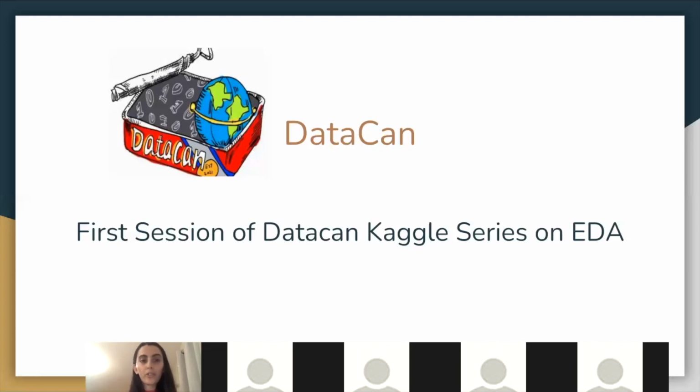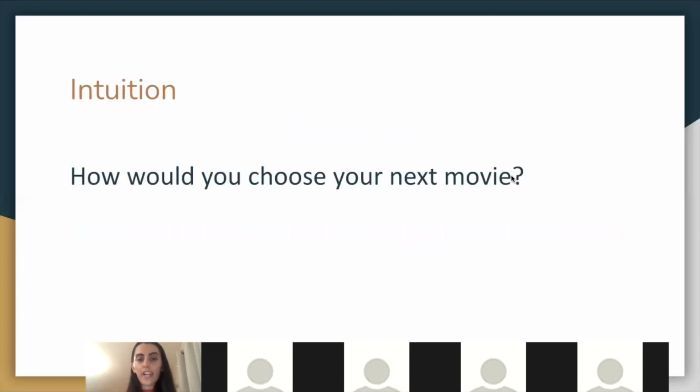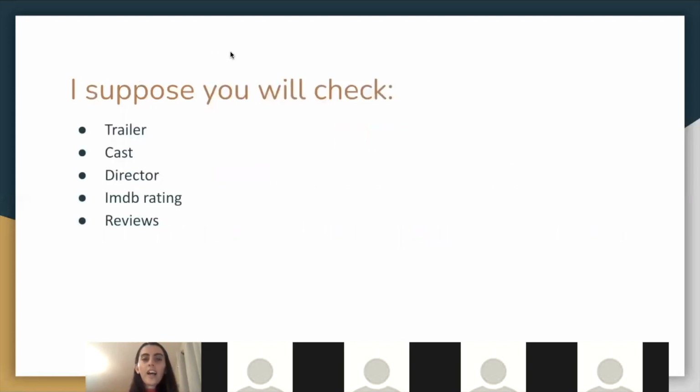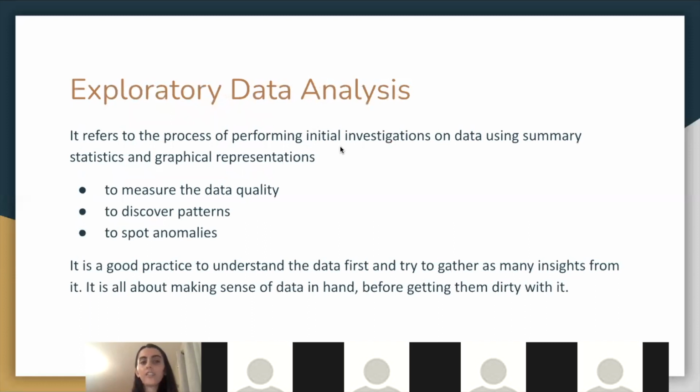But before jumping to what is EDA, I want to ask everyone: if you have to choose your next movie, how would you choose that? Or what would you look for on Google before finalizing what movie you're going to watch? I suppose you will see the trailer, the cast, the director, the rating of the movie for sure, and reviews to finally decide what movie you're going to watch. So you are investigating some things before you finally take a decision. That is basically what an EDA is.